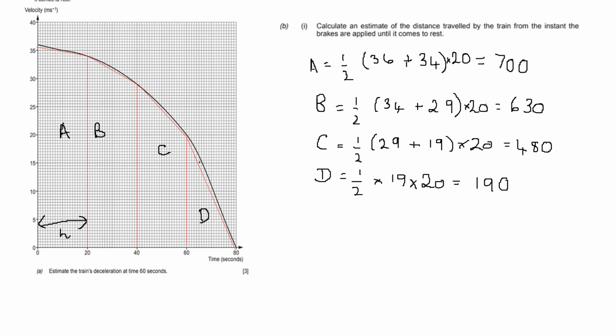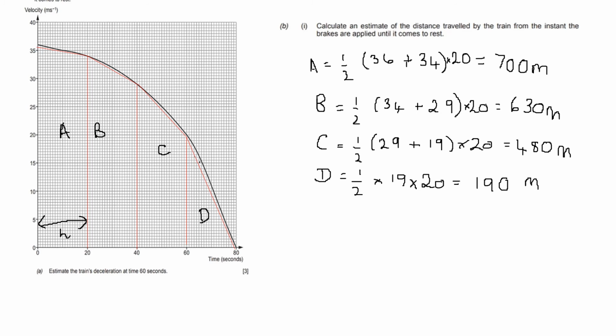So you can now see all of the calculations there. A, B and C are trapezia. So I have done half the sum of the parallel sides. I've added the two parallel sides together, halved that, and then multiplied it by the width or the height, h, which is 20. And that gives me the three answers for A, B and C. And then D is a right angled triangle. So I've just done half multiplied by the height, which is 19, multiplied by the base, which is 20, and that's given me 190. And all of these are in meters because they're distances.